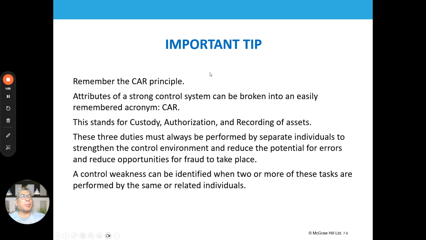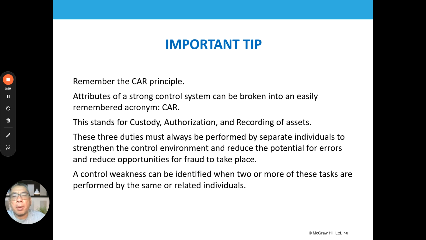There is an important thing in terms of this one. Remember the CAR principle, which contributes to a strong control system that cannot be broken into easily. Remember the acronym CAR: custody, authorization, and recording of assets. This must always be performed by separate individuals to reduce potential error and reduce the opportunity for fraud to take place. A weakness of control can be identified when two of these tasks are performed by the same individual.